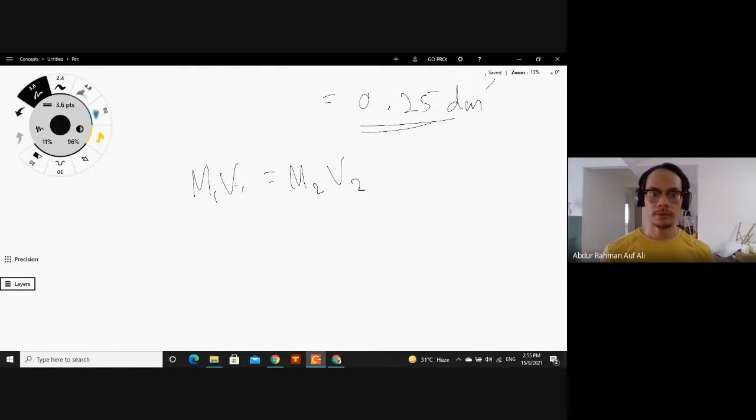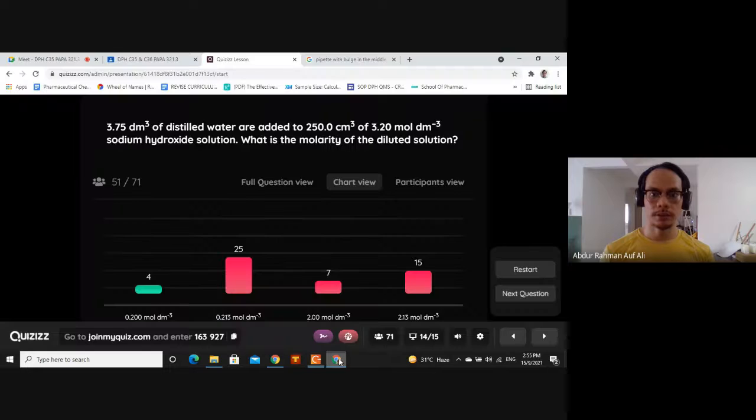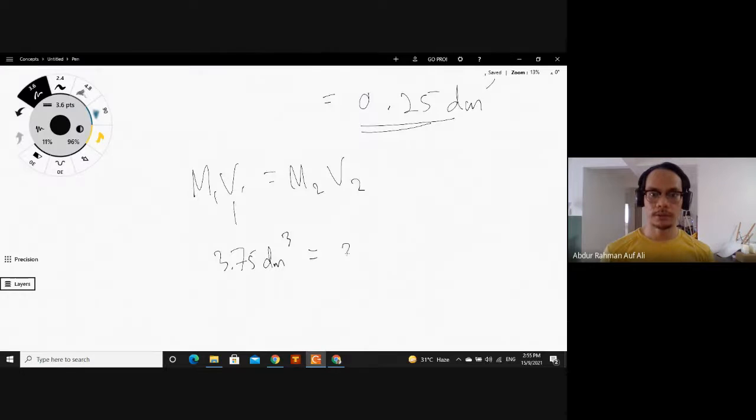3.75. So this one is 3.75 dm. M2 is here, 3.2 mole per decimeter cubed, 3.2 mole multiplied by 0.25. Here we want to find M1.